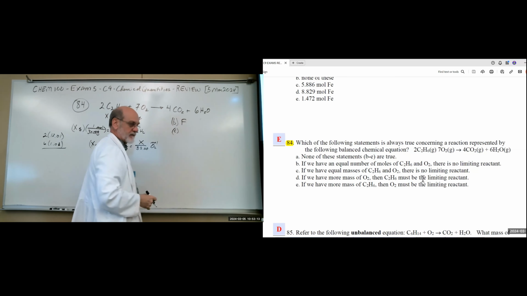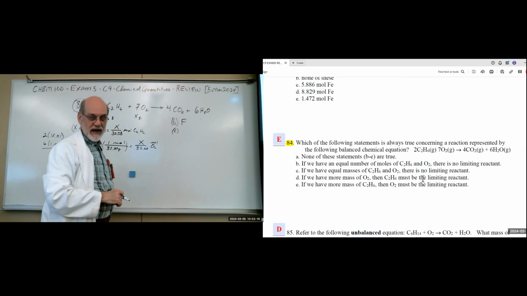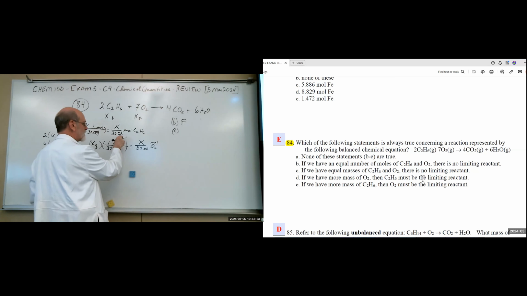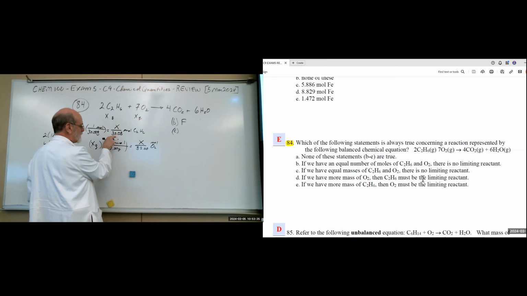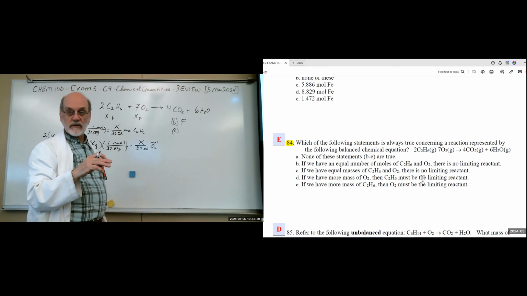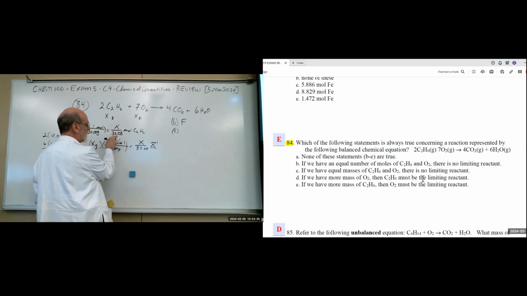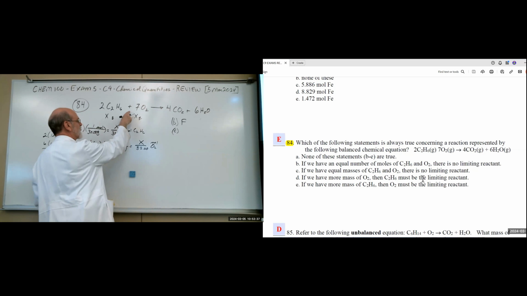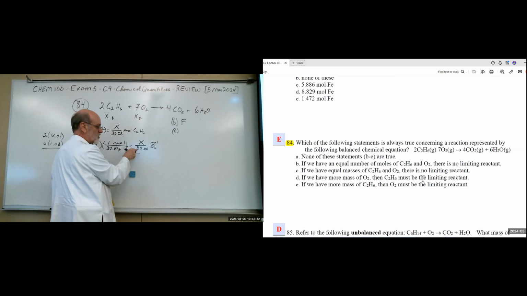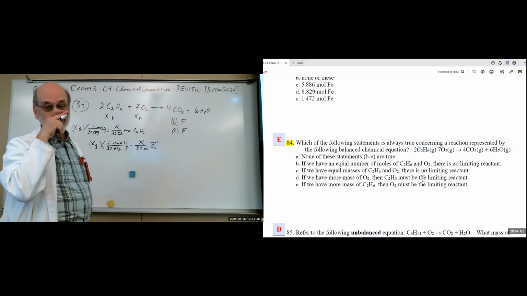How about C? If we have equal masses, there's no limiting reactant. Well, if we have equal masses, then we have X divided by 30 and X divided by 32. That's a different number of moles. Besides, if this equals 1, then you need 7 divided by 2, about 3.5 times that much, right? And you don't have it. So C is also false.